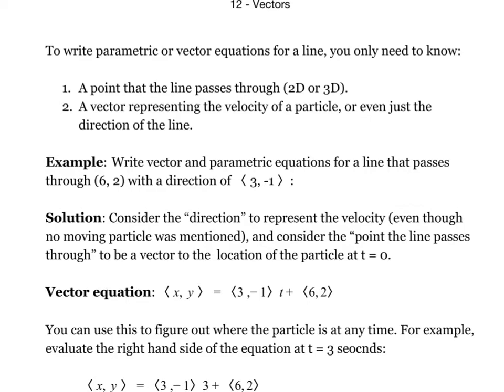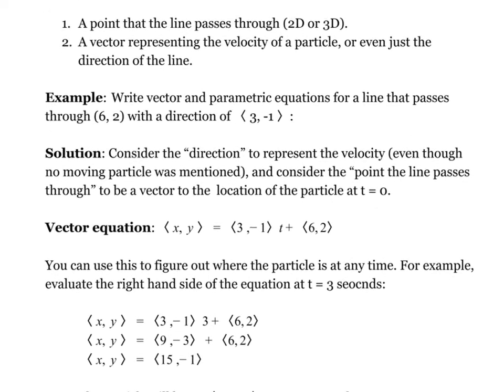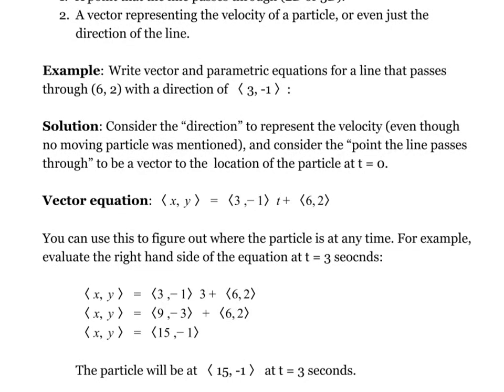So here we have an example, as you might see. Let's write a vector and a parametric equation for a line that passes through the point (6, 2) and has a direction that's the vector <3, -1>. We'll write the vector equation first. Remember, a vector equation has vectors instead of variables and constants, with the exception of the independent variable t. So the left-hand side of the equation is just the vector <x, y>, or if you're in 3 dimensions, <x, y, z>.